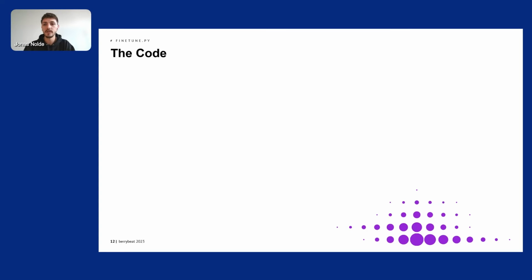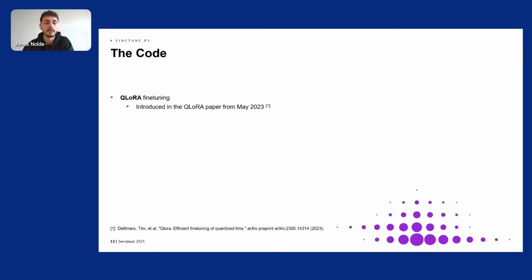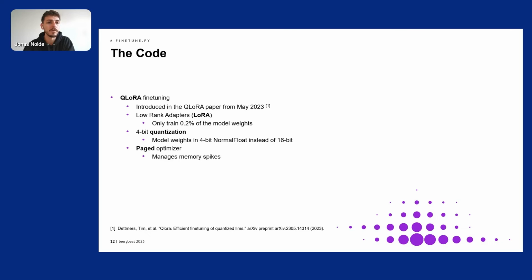Okay, once you have a good data set, you can fine-tune your pre-trained model. Let's dive into QLoRA fine-tuning and how you can implement it in Python. QLoRA was introduced earlier this year, and it combines multiple innovations like low-rank adapters, where you freeze the pre-trained model and only train adapter weights that are stuck into the model. The adapter is very small compared to the whole model. It uses 4-bit quantization, and it uses a paged optimizer that manages memory spikes.